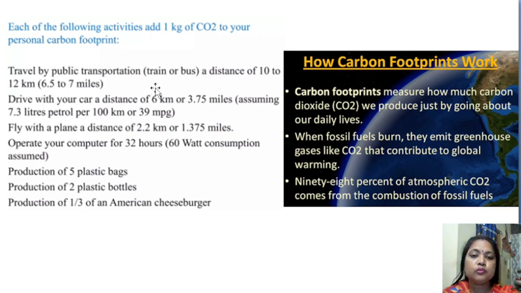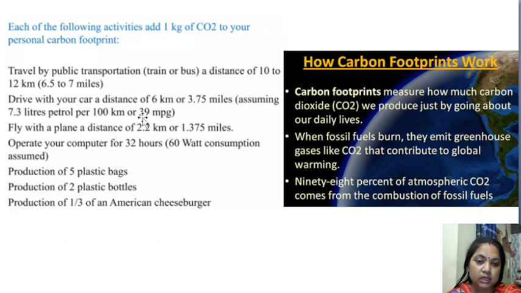Then travel by public transport like train or bus, if a distance of 10 to 12 kilometers, that is 6.5 to 7 miles, will add 1 kg of carbon dioxide to the personal carbon footprint. Then production of 5 plastic bags also adds an equal 1 kg of carbon dioxide to your personal carbon footprint. So all these events produce 1 kg of carbon dioxide to the personal carbon footprint.